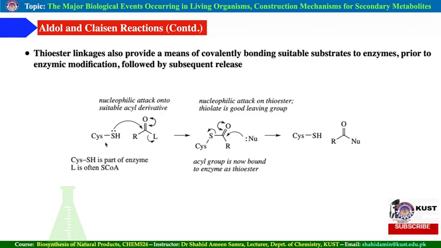For example, if we have this type of group that is part of an enzyme, it may carry out this transformation very easily. First this group attaches to the part of the enzyme containing the sulfur, and afterwards the nucleophile, that is the second species that has to react with this molecule, will attack this carbon, and as a result we will have a product, and the enzyme will leave as such.